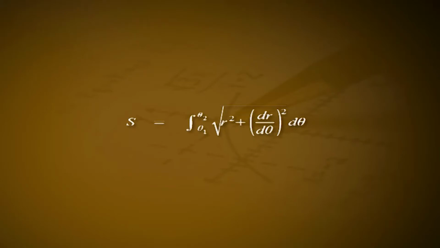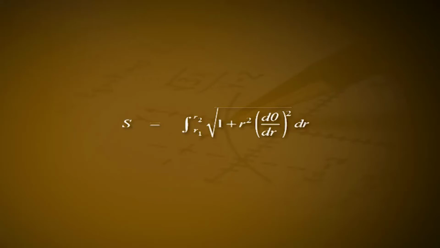Polar form. The length of the arc of the curve r = f(θ) included between 2 points whose vectorial angles are θ = θ1 and θ = θ2 is S equal to the integral from θ1 to θ2 of the square root of r² + (dr/dθ)² dθ. Corollary 2. When the equation of the curve is θ = g(r), then the length included between 2 points whose radii vectors are r1 and r2 is S equal to the integral from r1 to r2 of the square root of 1 + r²(dθ/dr)² dr.